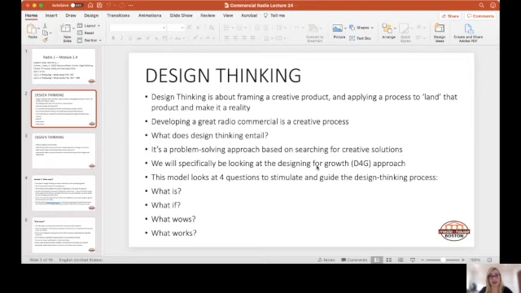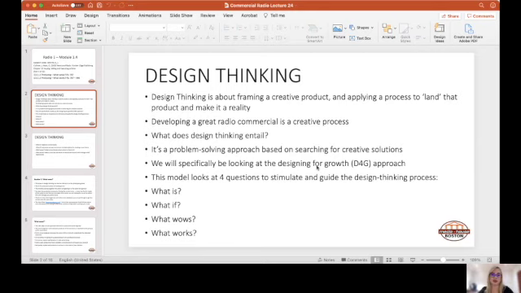So what is design thinking? Design thinking is about framing a creative product and applying a process to land that product and make it a reality. It's about developing a great radio commercial, and being able to develop such a great radio commercial is a creative process. So what does design thinking entail?